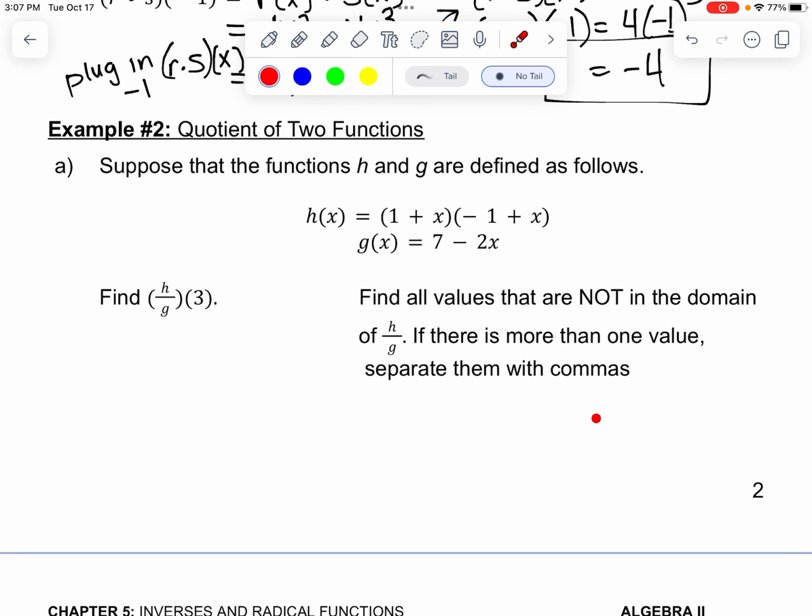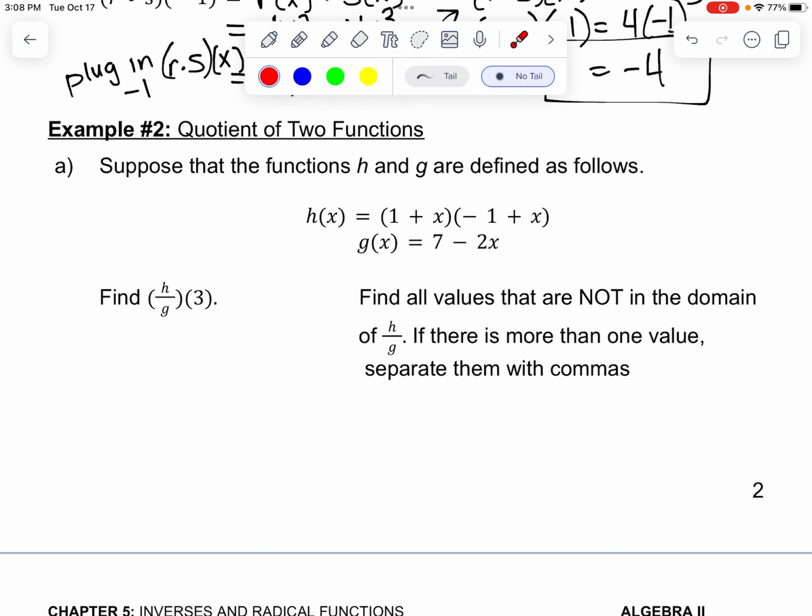Okay, so example number 2. We've covered the addition, the subtraction, the multiplication. Now we're going to look at the quotients, so division. It says, suppose that the functions h and g are defined as follows. We have h of x, which is 1 plus x times -1 plus x, and g of x, which is 7 minus 2x. It wants to know, what is h divided by g of 3?